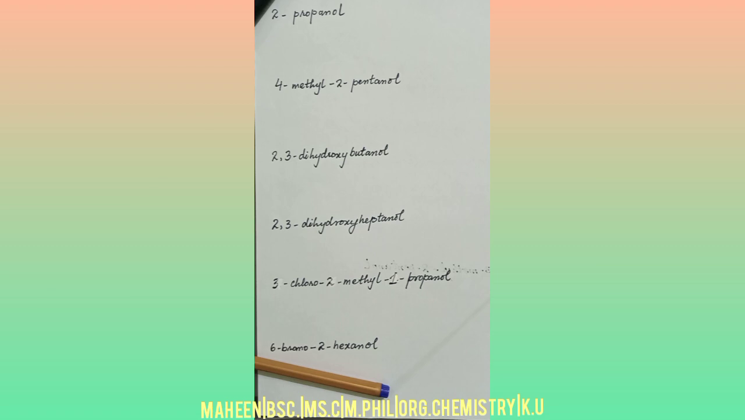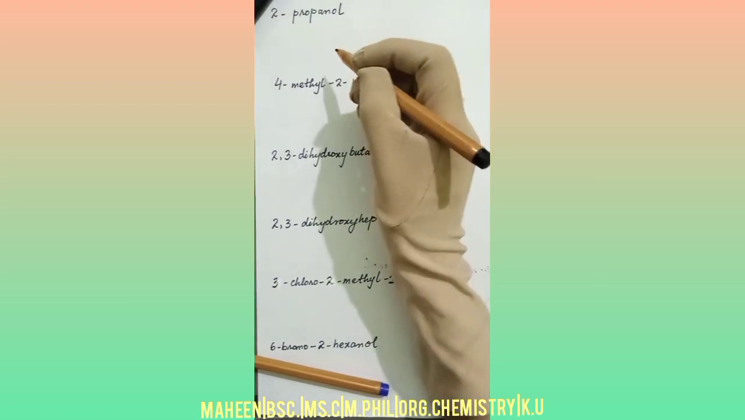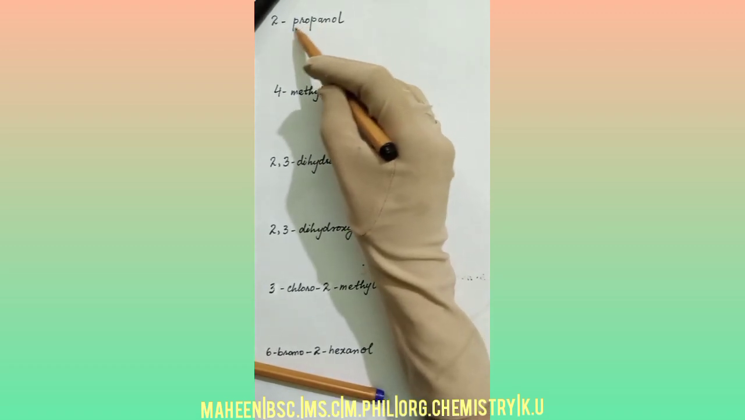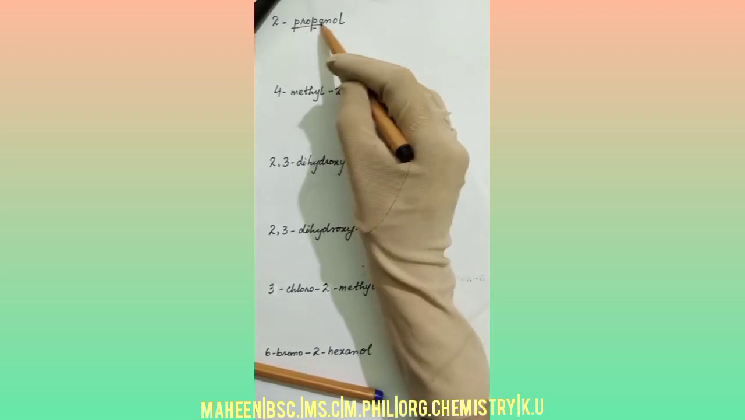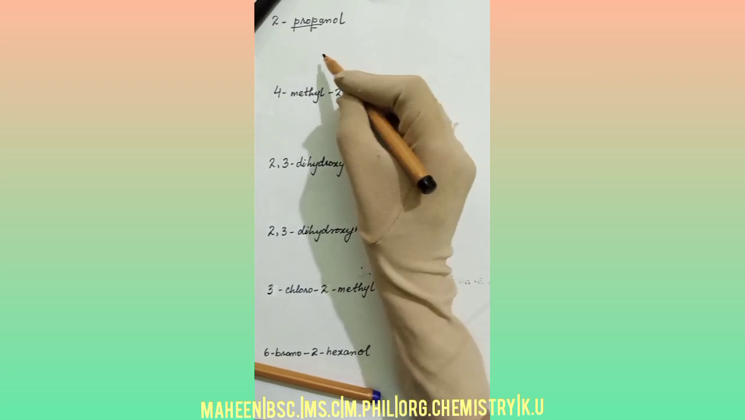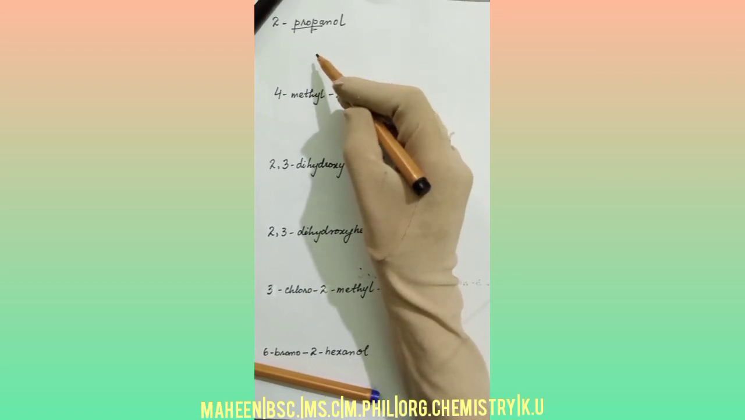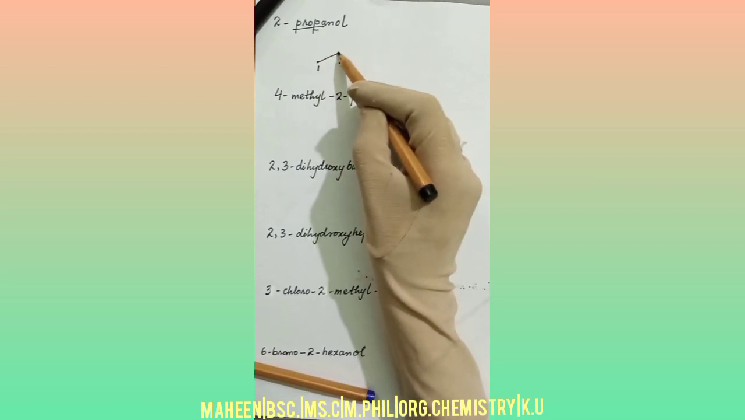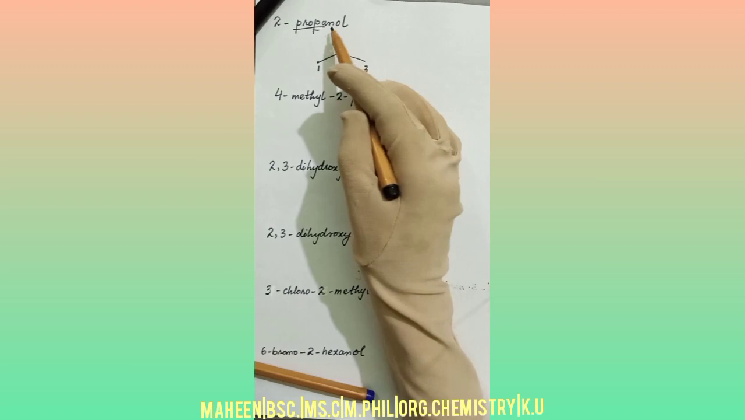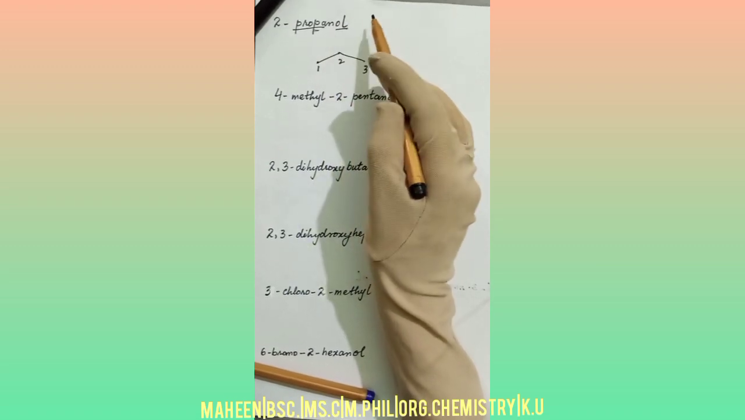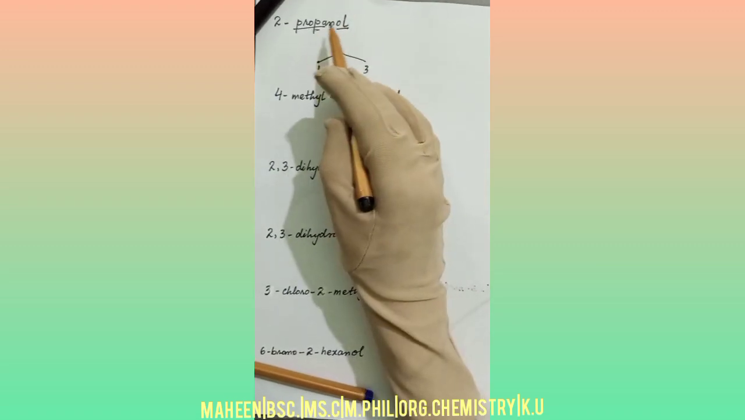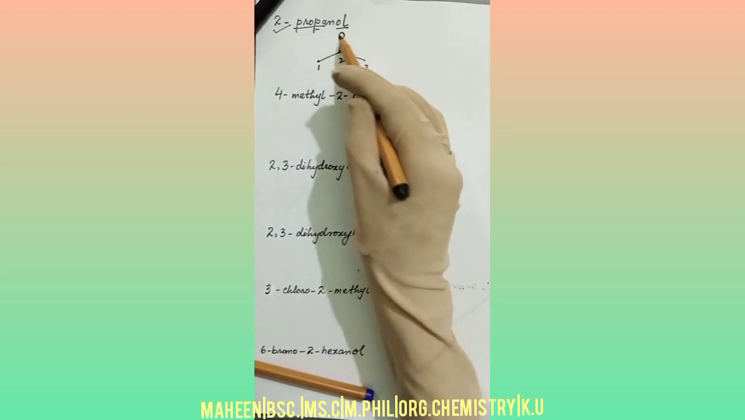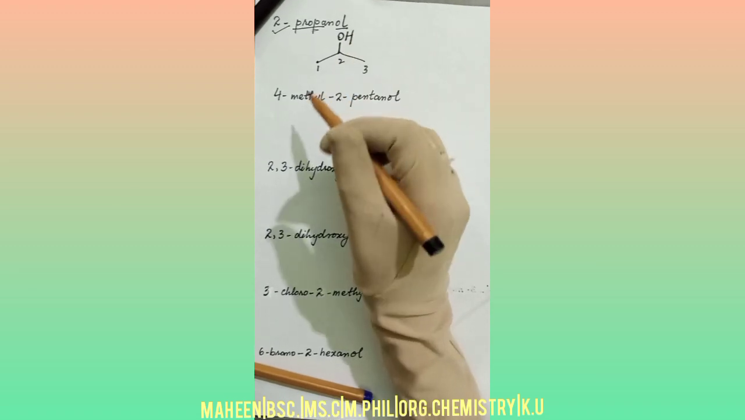Coming from name to the structures, we know that we first focus on the end part, which is prop, and I will write 3 carbons here, which are 1, 2, and 3. Okay, it's an ol, so obviously it's an alcohol, and ol is present at which position? Second position, so I will write this. Okay, it's quite easy.